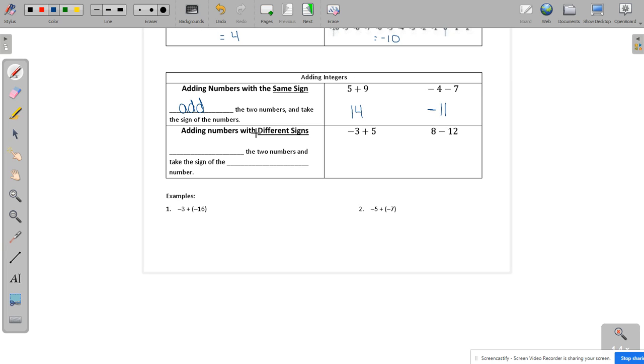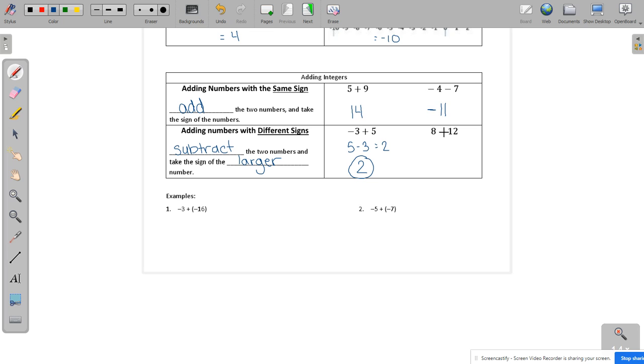Now adding numbers with different signs. So one's going to be positive, one's going to be negative. So we're going to subtract the two numbers and take the sign of the larger number. So -3 plus 5, we're going to subtract these two numbers. So we're going to think of 5 minus 3. And 5 minus 3 is 2. So our answer is going to be 2. And then we look, which number is larger? Is 3 or 5 larger? 5 is larger and it's positive, so our answer is positive 2.